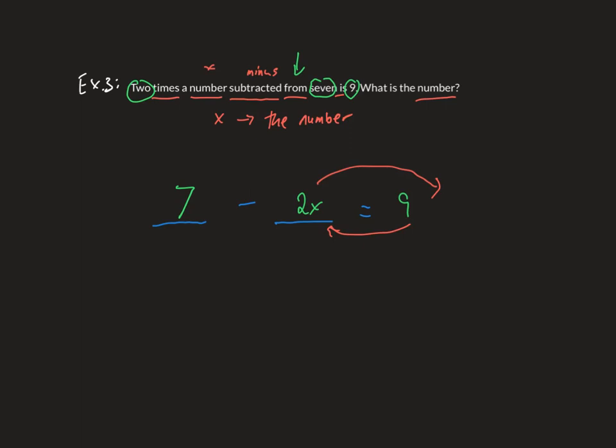So that's going to give me 7 minus 9, which is negative 2, is equal to positive 2x. Divide both sides by 2. So x is negative 1. Okay. Let's go into another example.